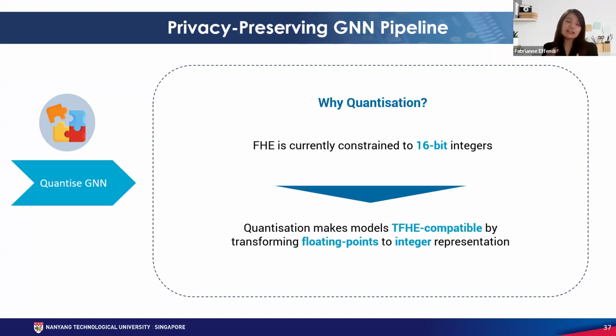In order to make this GNN compatible with FHE, we need to quantize it. This is because FHE, at that point in time when I was doing it, was constrained to 16-bit integers. And so quantization will help transform the floating points in machine learning models to integer representation.